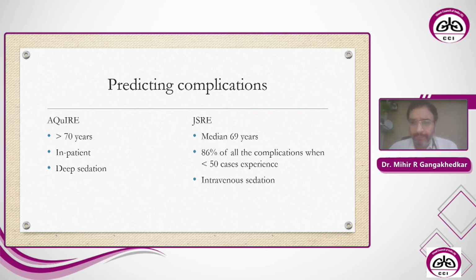And we want to know which patient is likely to have a complication. The AQuIRE registry from CHEST showed that if it was an older patient, the patient had been admitted for whatever reasons before the procedure and wasn't an outpatient as such, and if you used a higher level of sedation, you're likely to have some form of complication. Similarly, the study by Asano and colleagues also gave us one more factor that obviously, if you're in the learning curve, if you've done less than 50 cases, you were likely to be in the group which had the complications rather than the ones which did not.